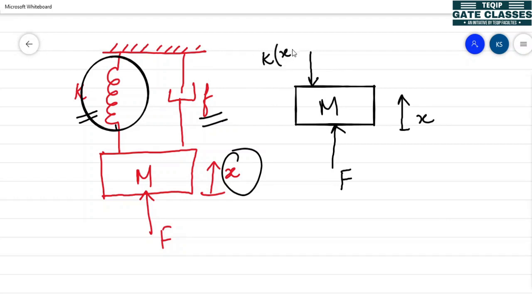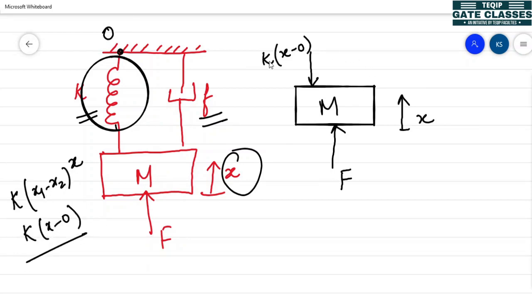kx minus 0, because 0 is the reference and this is x. So what we have discussed is k(x1 minus x2), so we can write it as k(x minus 0). In the same way, the damper element will also act with a force in the direction opposite to the displacement. So we can write it as f dx by dt only, because it is also connected between x and reference 0.